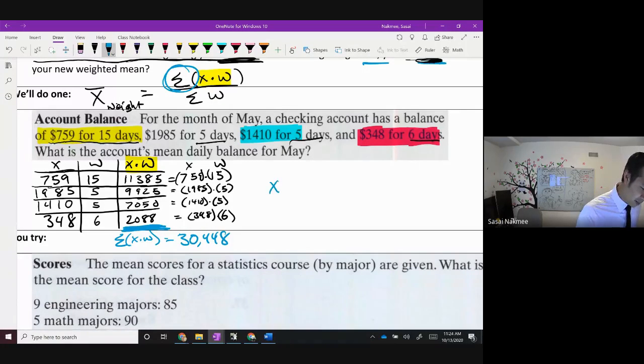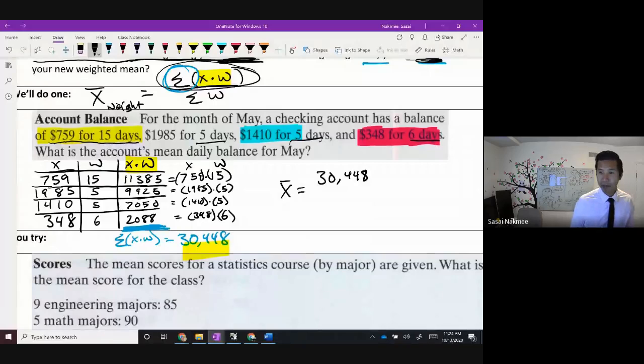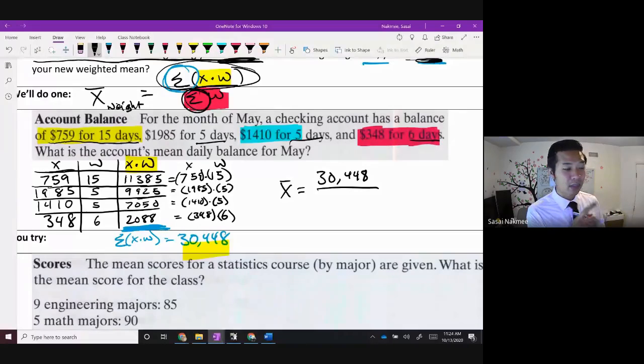So to calculate the average, to calculate the mean, is going to equal, I think I need this one on top. That whole thing up top is going to be this right here, which is 30,448. I now need to divide by the sum of all of my W's. That's what's going to go in the bottom right here, and I need to find that. Remember, that symbol, that sigma, stands for the sum.